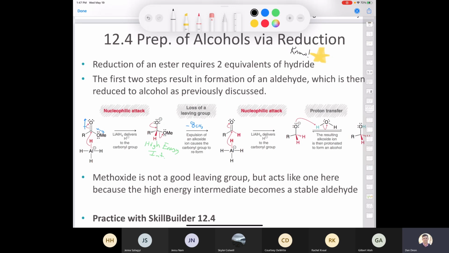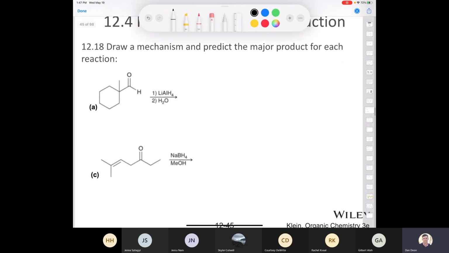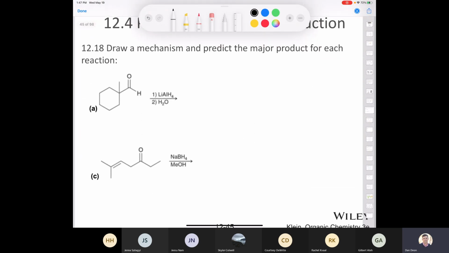All right, let's take a look at an example here from our textbook. It says not only predict the major product, but draw a nice mechanism. Okay, well, I think that would really help us in our understanding of these reductions.